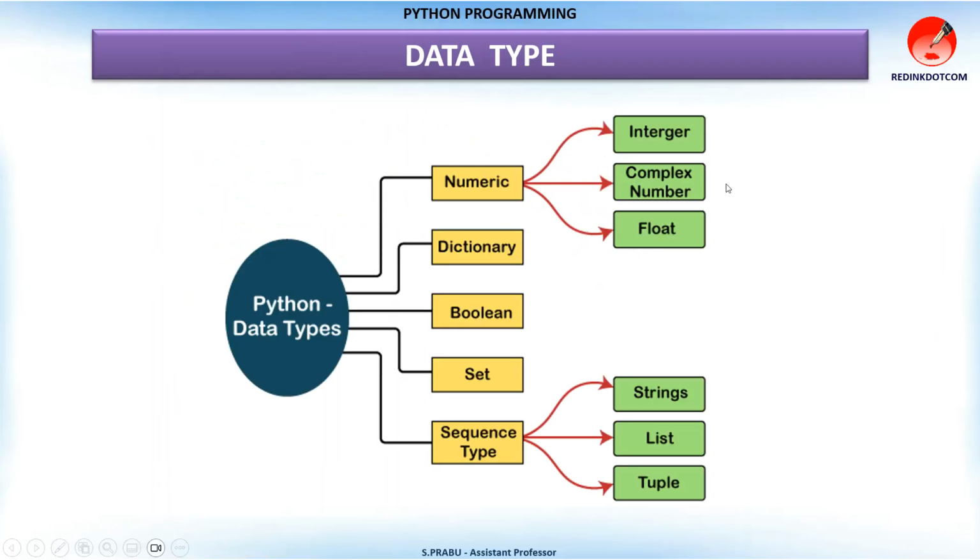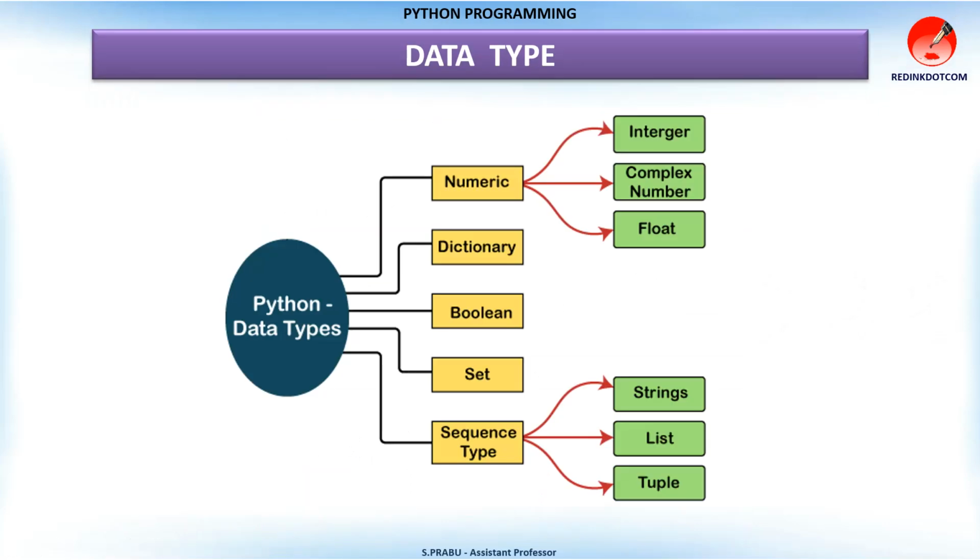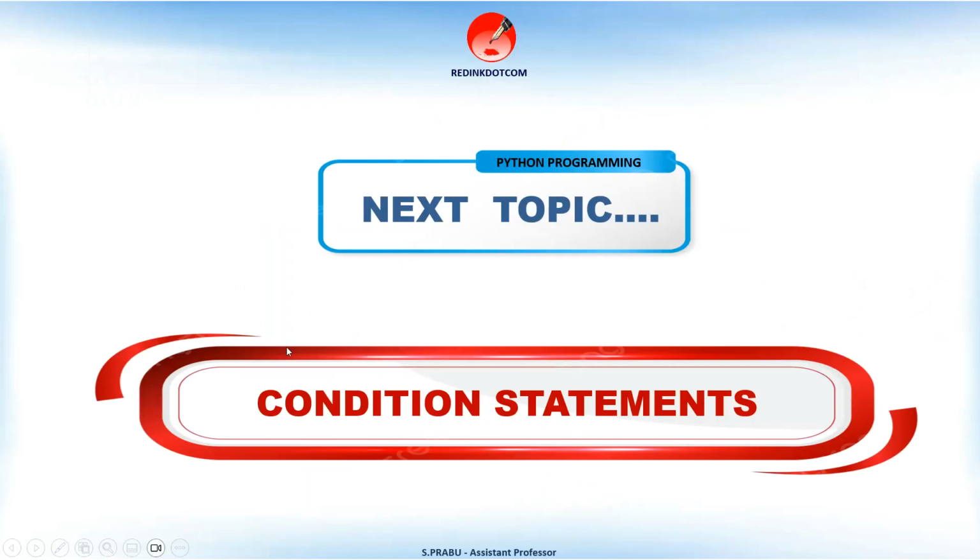So this simple example is enough for understanding the basic data types. I will explain the other data types, called strings and some more collections, in upcoming parts called working with strings and sequences. So the data type part is over. Next we discuss the different condition statements available in Python.